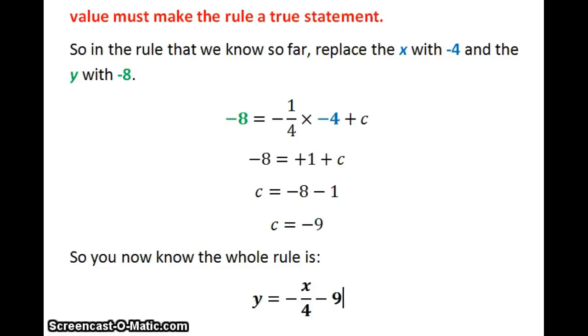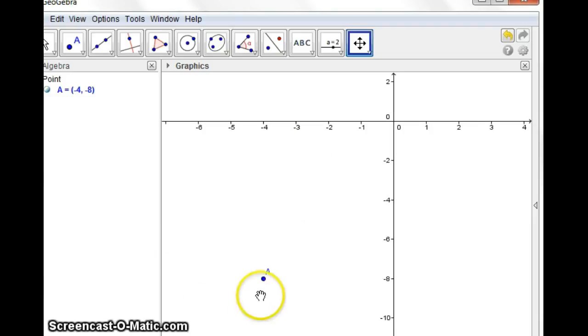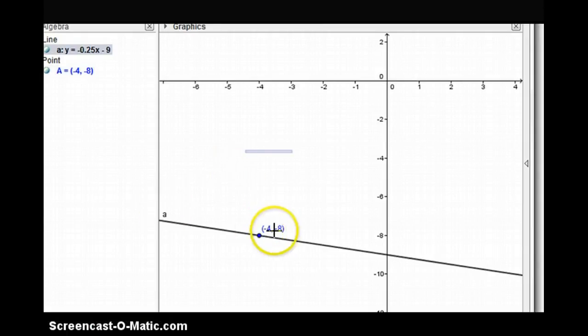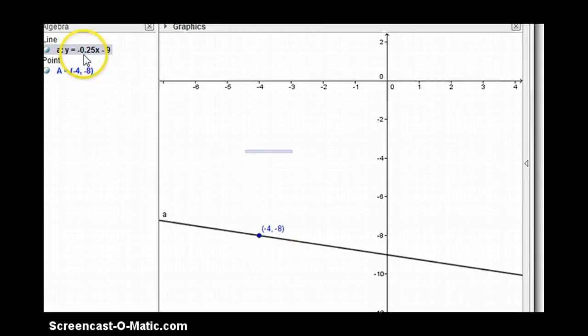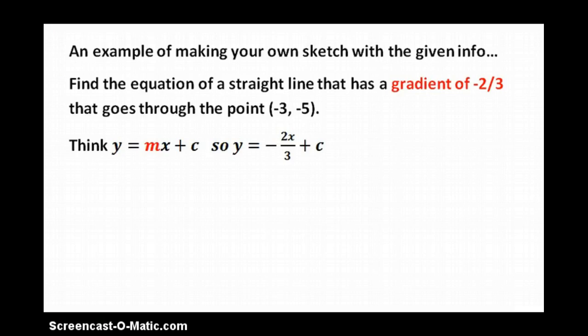Now once again, I can always see if I'm right on GeoGebra. I've typed in the coordinates at that point already. Okay, so I've typed in the coordinates, I've typed in the rule. In GeoGebra they change them to decimal, so -0.25 is -1/4, and you can see it fits, it works out.